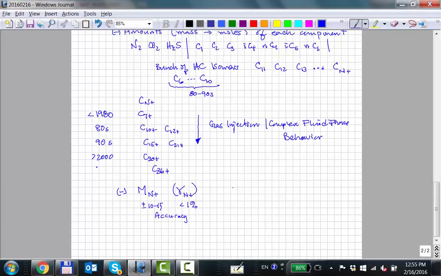If it was C7 plus, we're basically measuring these values. These values are measured. Okay? If it's C10 plus and greater than C10 plus, then these two numbers here are back calculated. And the accuracy gets worse and worse the heavier you go. Okay?